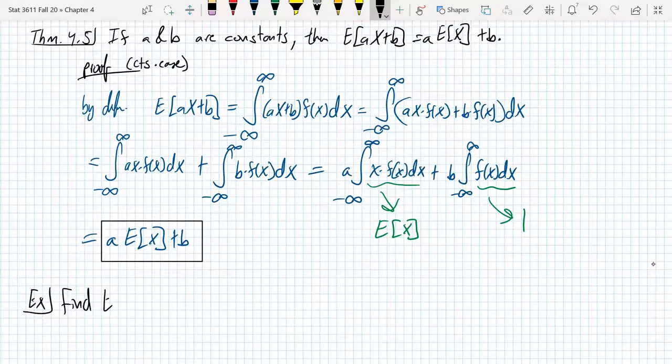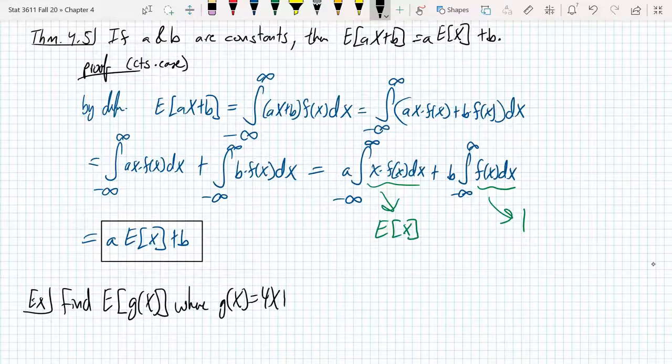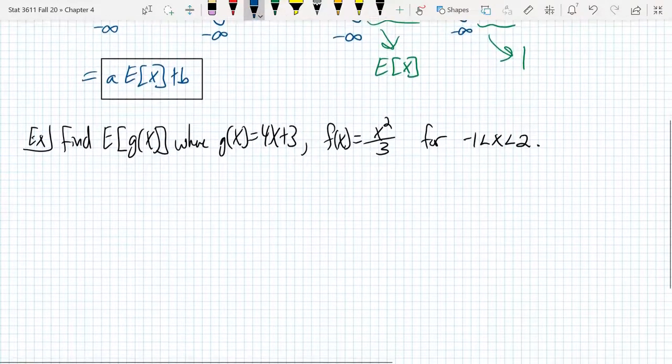Let's go ahead and find the expected value of g of x, where g of x is equal to 4x plus 3. 4x plus 3 is a linear combination on x. So let's find that expected value with the continuous PDF x squared over 3, where x goes from -1 to 2. Let's give this one a shot, shall we?